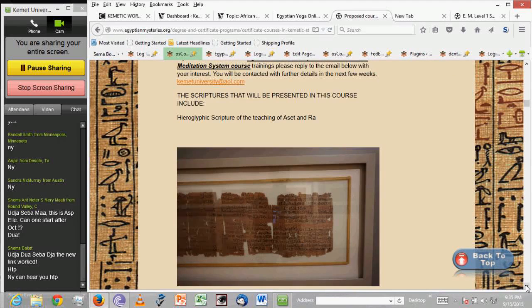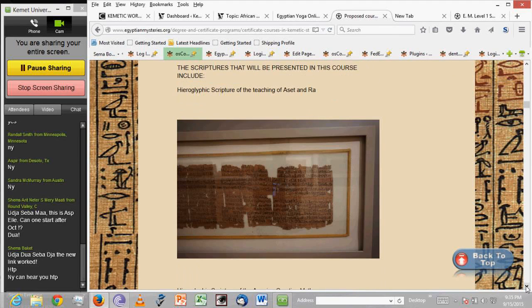This that we see right here is an actual picture that I took of the scripture when I visited. After our trip to Kemet this past summer, I went on a side trip. We did a talk in London, and then I did a side trip to Italy, where I got to visit the temple of Isis of Roman times in Pompeii. And they also have another temple in Rome as well. So Isis was very popular throughout ancient Europe as well, before the Christian church closed them down.